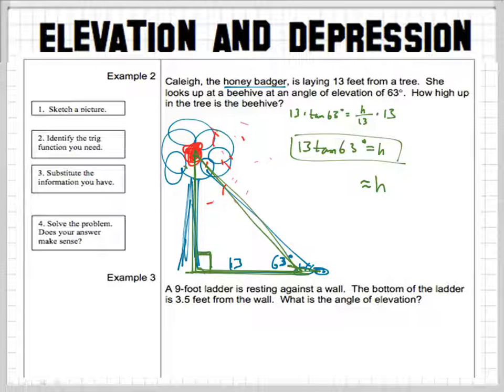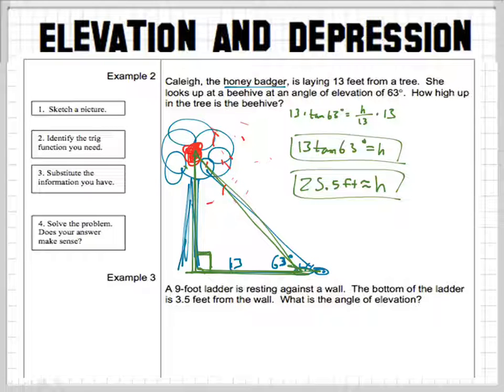Do it. What'd you get? 25.5 feet. Give me some decimals. 25.51. Alright, let's just say 25.5. And that's feet, right? Yeah. Okay, there you have it.